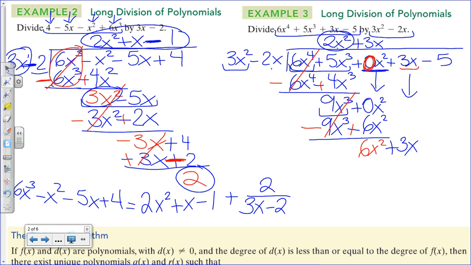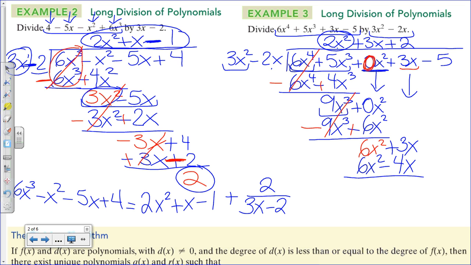So positive 3x. And then Ruby, what's the next step? Divide 3x squared. Not 3x? 6x squared by 3x squared. Okay, so that is 2. Very good. So that is the next term on the quotient, plus 2. And now note, just like we do with numbers, we need to multiply. So 2 times 3x squared will be 6x squared. 2 times negative 2x is negative 4x.